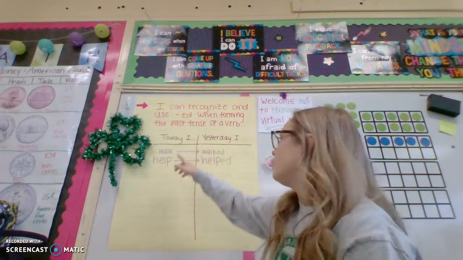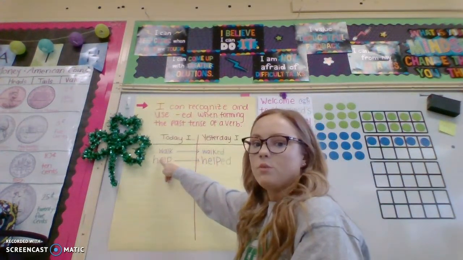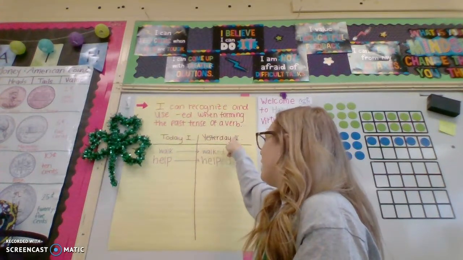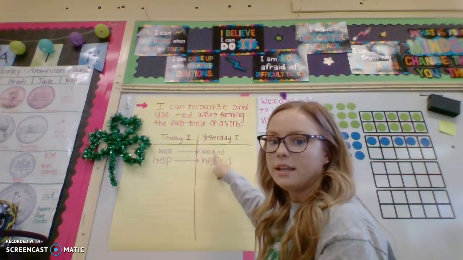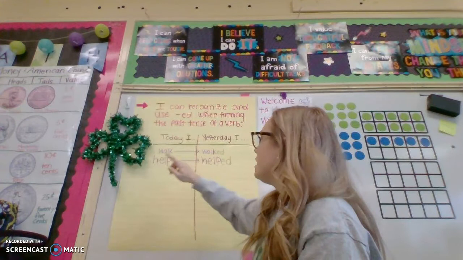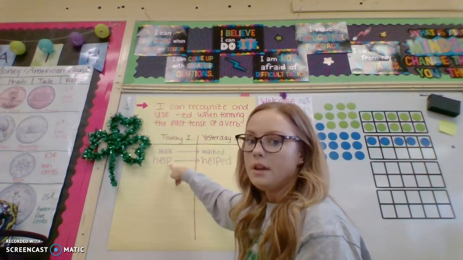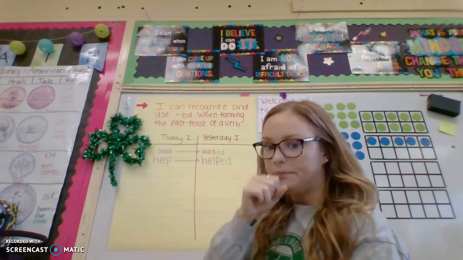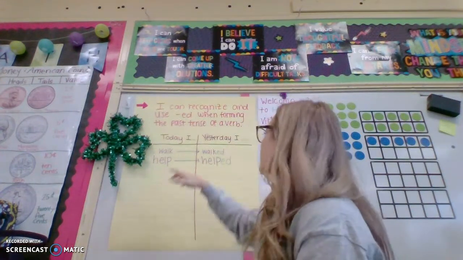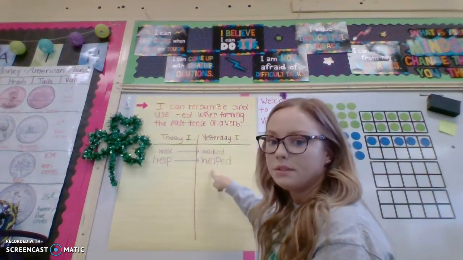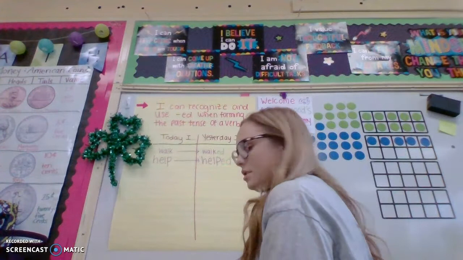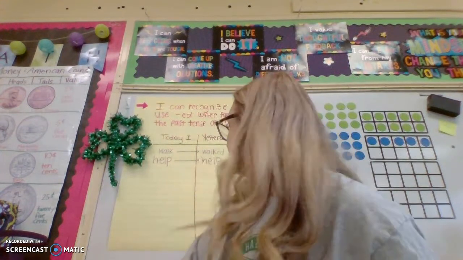So we're going to go ahead and do some examples. So I already did walk. And if we want to make it yesterday I walked, we add the ed to the end. Here's the word help. And to change help to make it mean that it already happened, yesterday I helped. So we're going to add some more examples to this chart, and then you guys are going to be doing your own word sort and uploading a picture of your work.